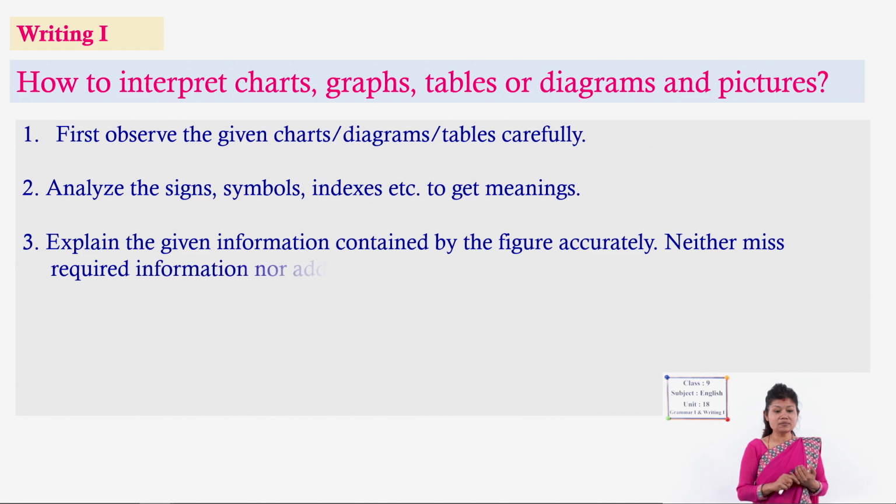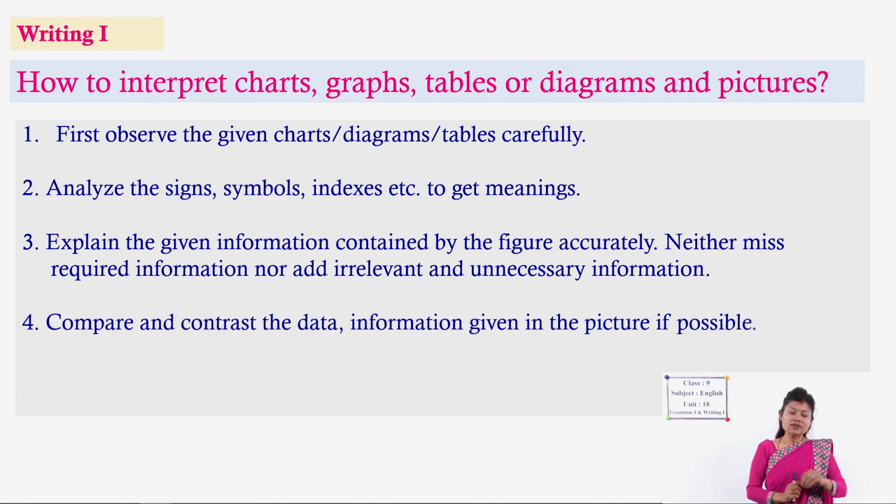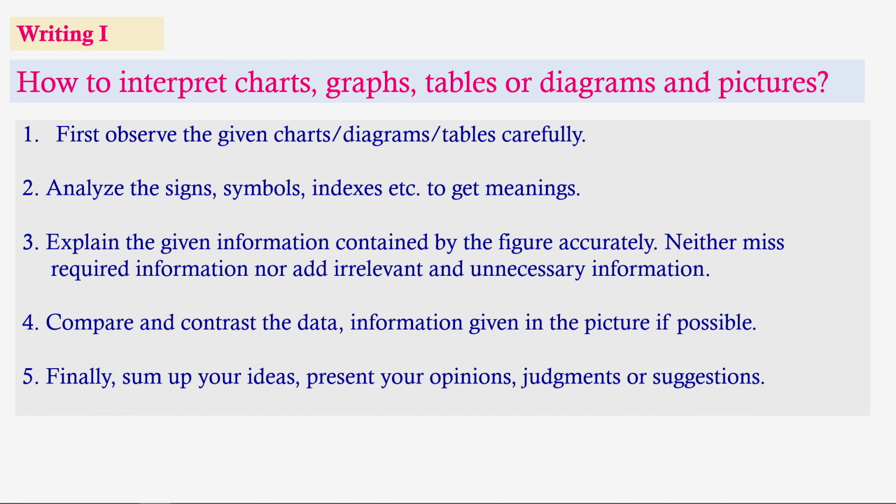So, accurately here means you should neither miss the given information nor skip it, nor add irrelevant or unnecessary information there. So, make a balance while writing. If necessary, most often while explaining, we have to compare and contrast the ideas, find the similarities and the differences if possible, and finally sum up your ideas or present your opinions, suggestions or judgments in a line, in a sentence. Then only you have to complete.